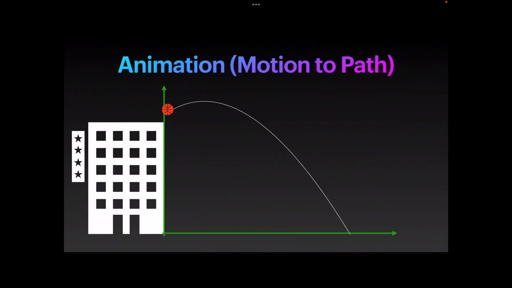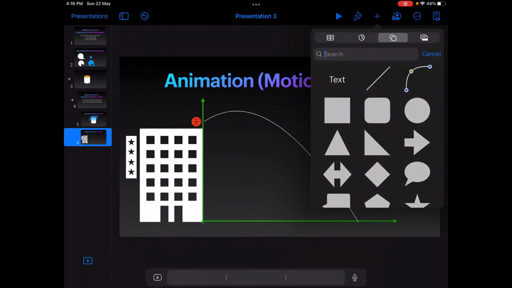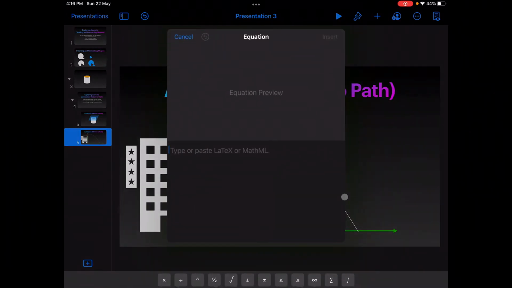Let me preview my video. So the basketball will be moving in this direction, and probably I'll add in an equation. So I'll go to the last one on objects, where I can insert photo or video, and whichever. In this case, I can insert an equation.